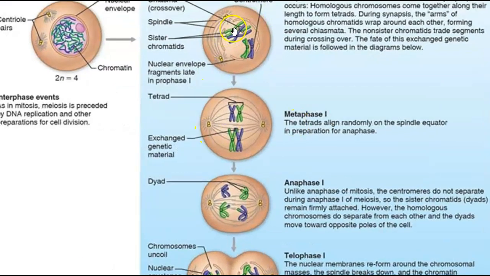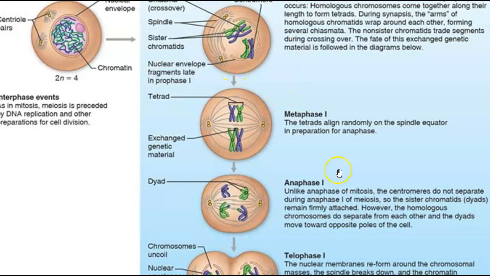Okay, so let's say the green one came from your mom and the blue came from your dad. The two green strands are sister chromatids for the green chromosome. The two purple strands are sister chromatids for the purple chromosome. But the green and purple strand that are side by side, one coming from the mom and one coming from the dad, these are non-sister chromatids. And sometimes they actually will cross over and exchange pieces, which increases diversity.